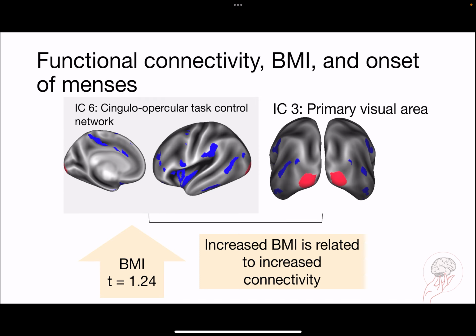And together, this suggests that the brain is exerting higher control from the task control network on the primary visual area. This could be due to a variety of factors, but it makes me think that potentially this is related to restrictive eating. So maybe something I'll look at next study.